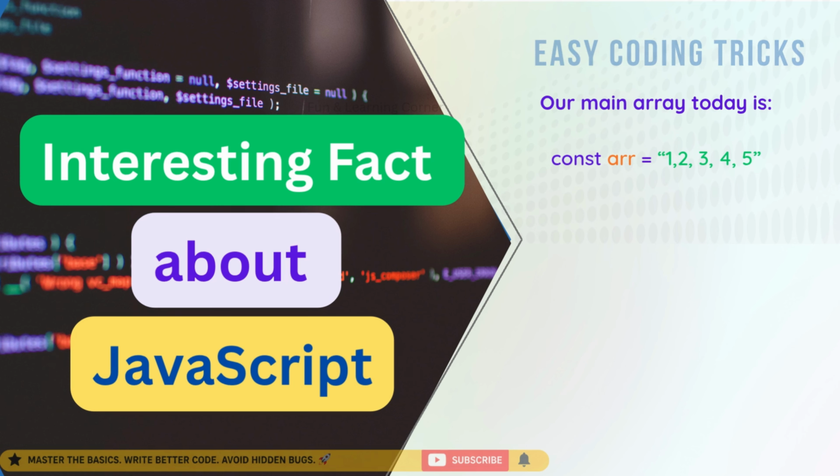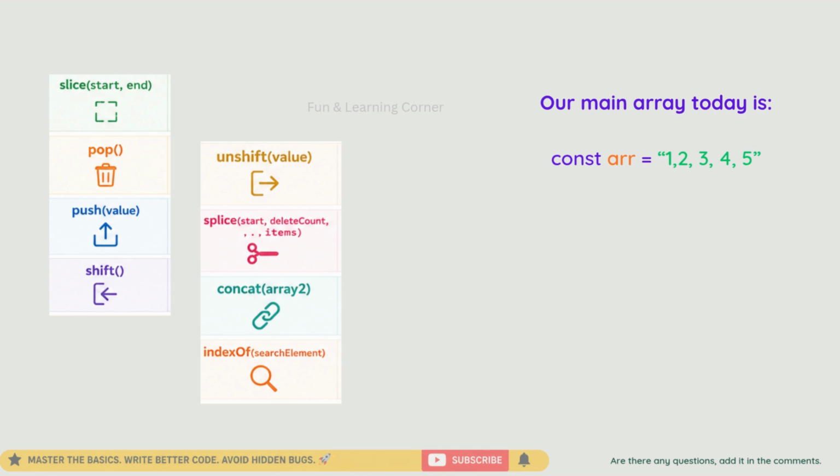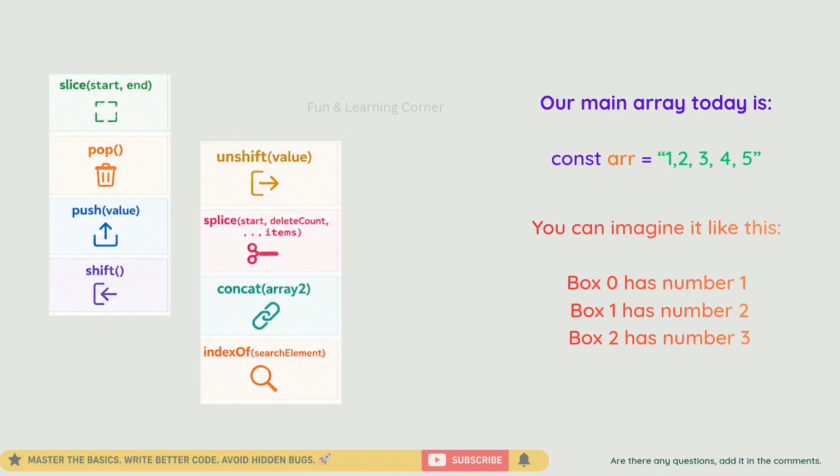Think of an array like a toy box or a row of lockers. Inside the array, we can store multiple values together. Our main array today is const arr equals 1, 2, 3, 4, 5. You can imagine it like this. Box 0 has number 1. Box 1 has number 2. Box 2 has number 3. Box 3 has number 4. Box 4 has number 5.